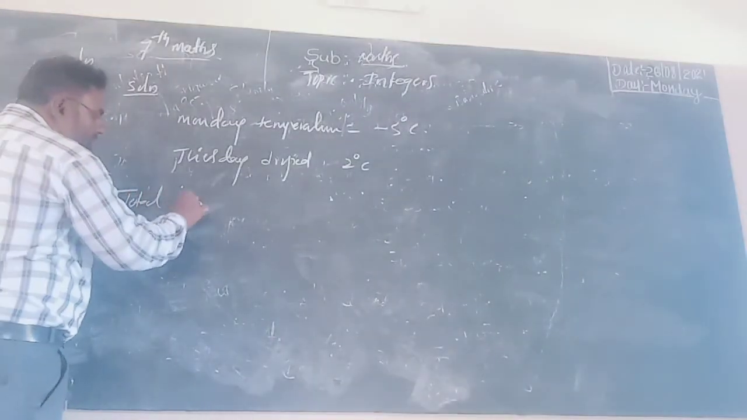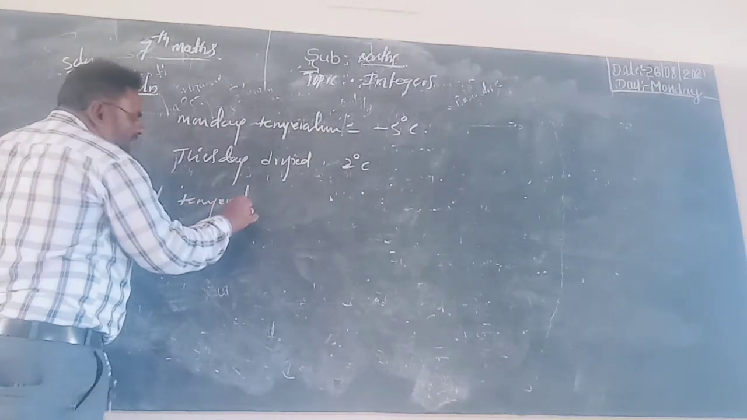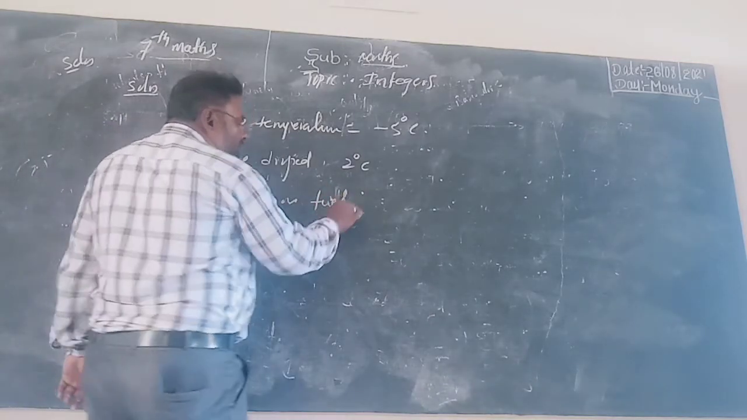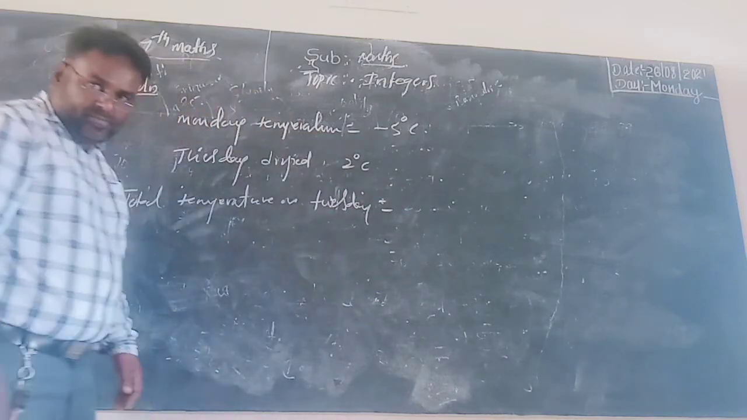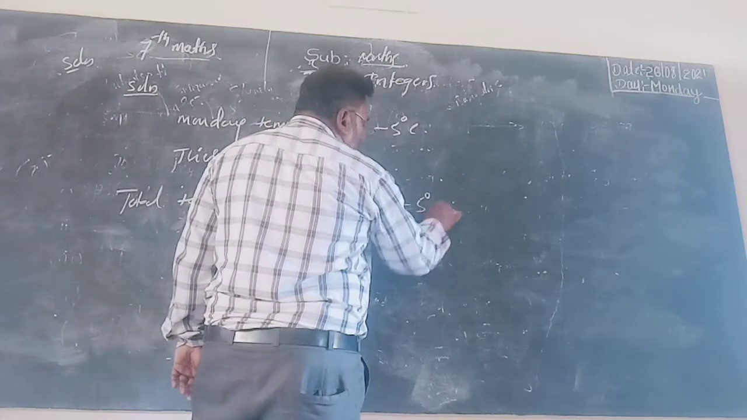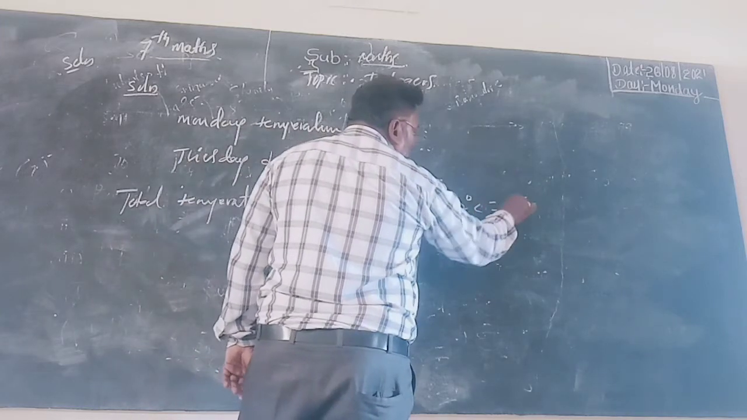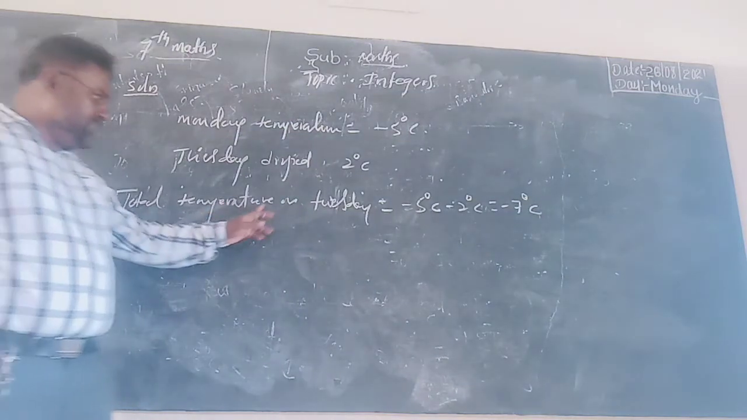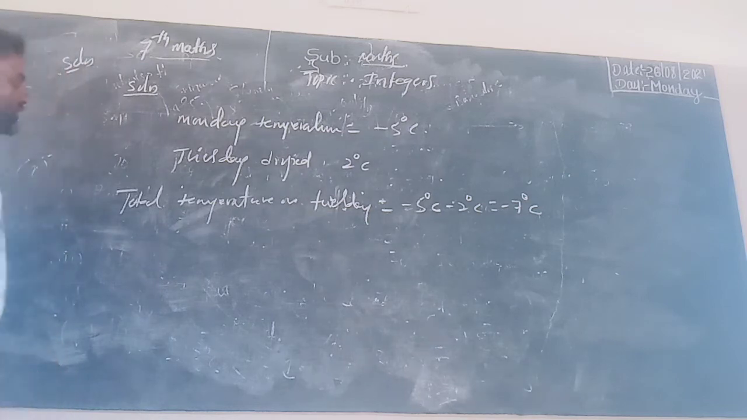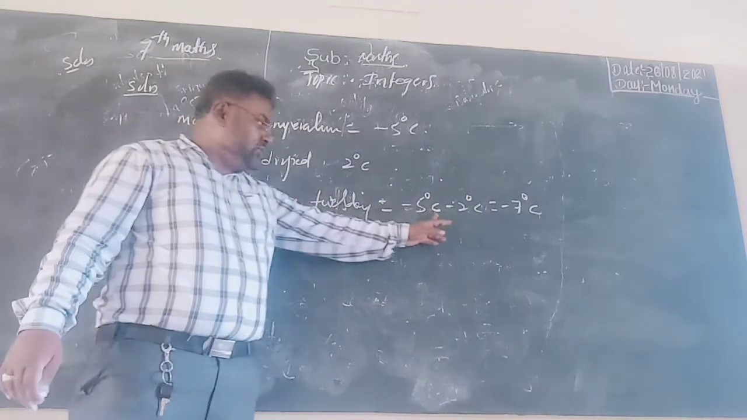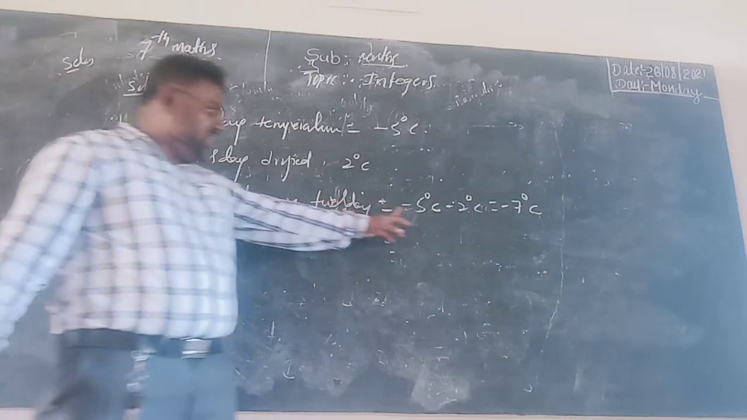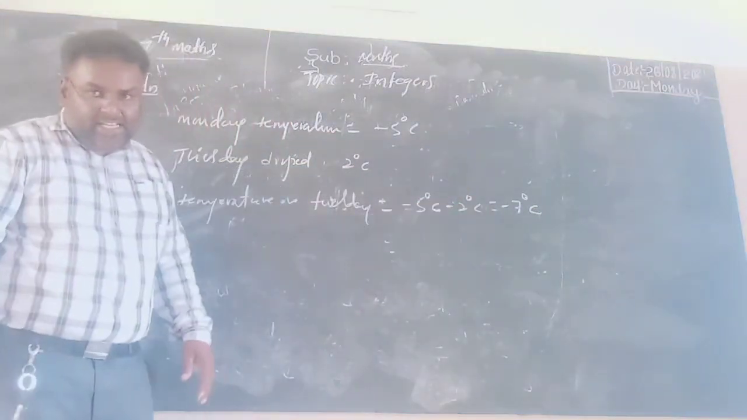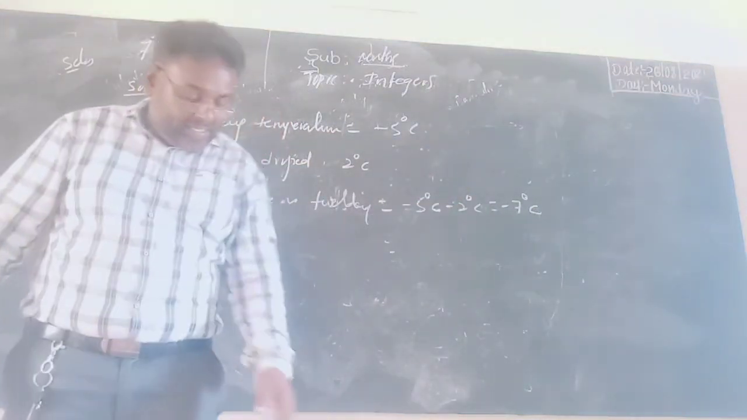Total temperature on Tuesday is equal to minus 5 degree C minus 2 degree C, that is equal to minus 7 degree C, that is dropped. Total temperature on Tuesday is equal to minus 5 degree centigrade minus 2 degree centigrade is equal to minus 7 degree centigrade.